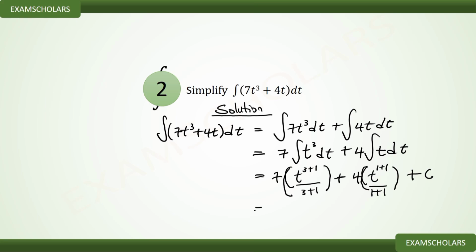So you have here 7. What is 3 plus 1? 4. 7t raised to power 4 over 4 here plus t. 1 plus 1, 2 here. 2 divided by 4, 2. So you have 2t squared, 1 plus 1 here, 2, plus constant.